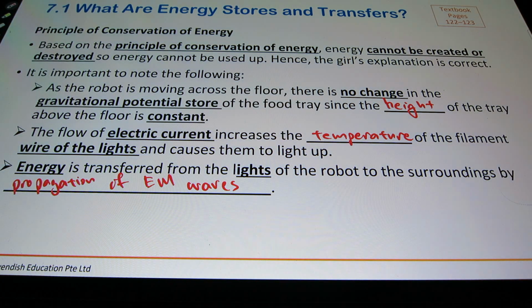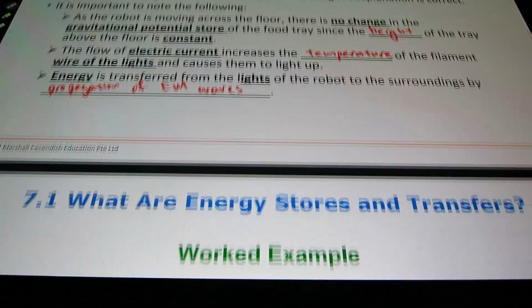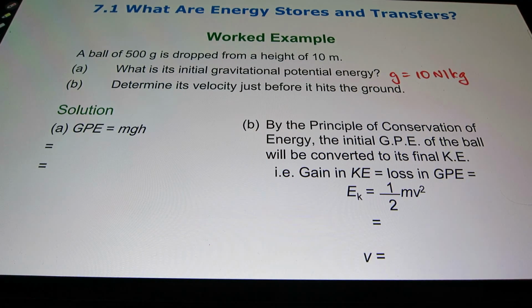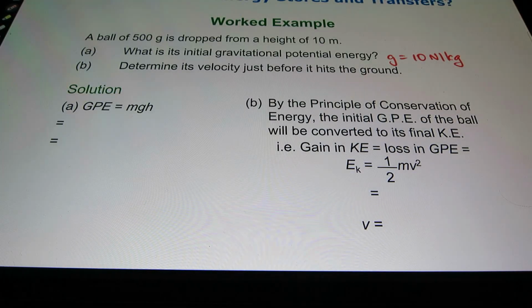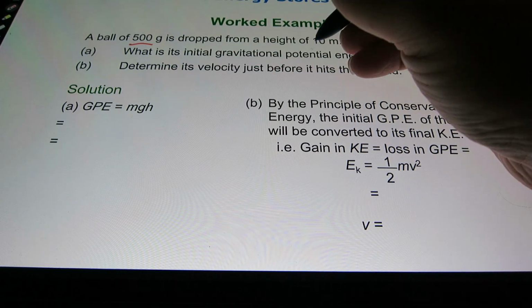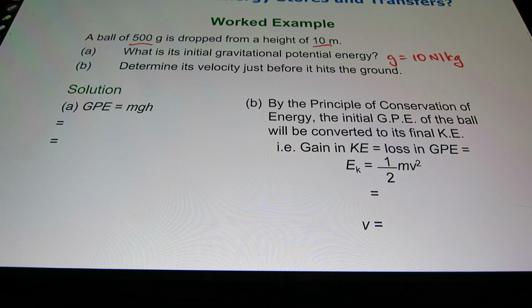Now, the most important part about the principle of conservation of energy, of course, has to do with the calculation. So let me go through the calculation with you, or if you want, you can just attempt. Just pause the video and then I'll show you the solutions after this. Alright, so I have a ball of 500 grams. It is being dropped from a height of 10 meters. Calculate the gravitational potential energy.